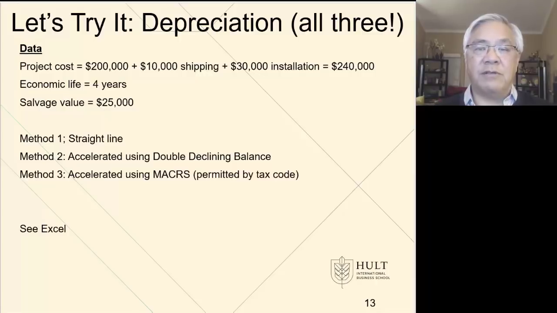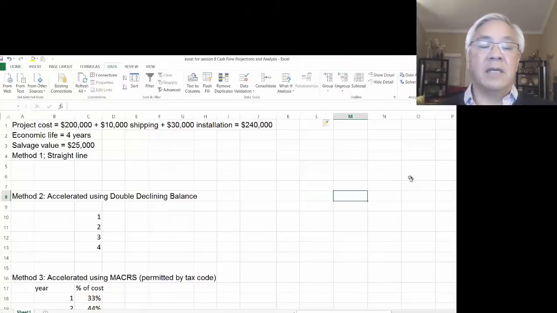Economic life is 4 years. We'll use that for our depreciation. Salvage value 25 if applicable. And now we're going to jump into 3 methods: straight line, double declining balance, and MACRS. So I'm going to go into Excel at this point. And I just duplicated the information, and we'll just start in with the calculations.